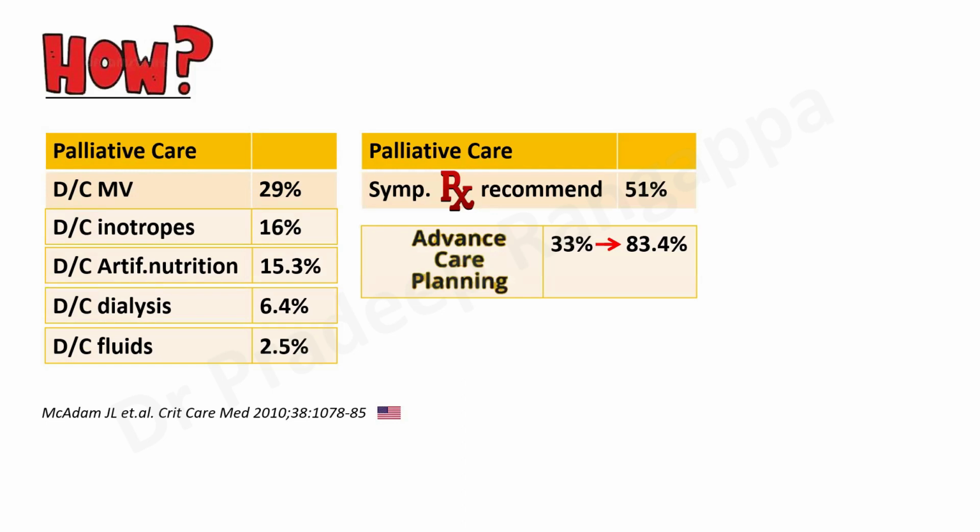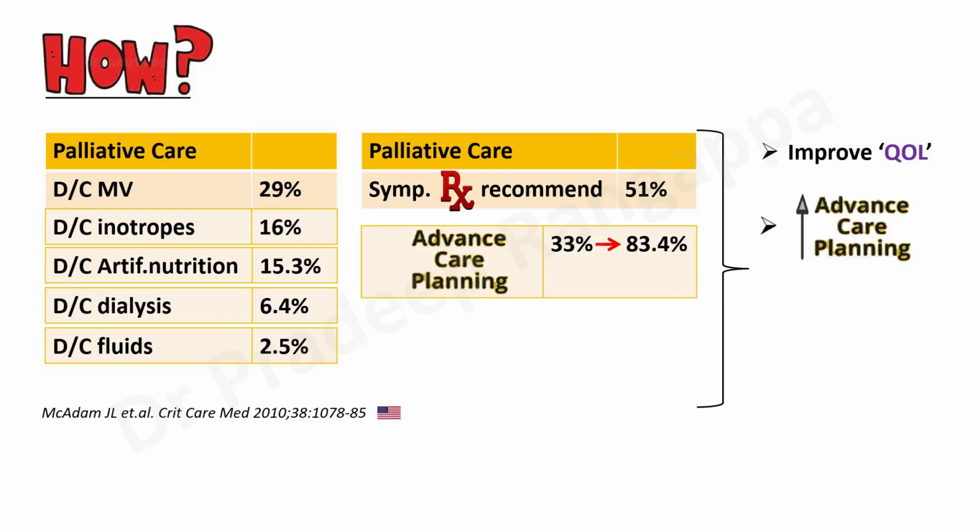So this is what happened, which is important. All this together, by removing the patient from a ventilator and not allowing him to suffer, and discontinuing inotropes, improved quality of life, increased the establishment of advanced care planning, and reduced the usage of unnecessary life sustaining therapies, which are not of benefit to the patient.